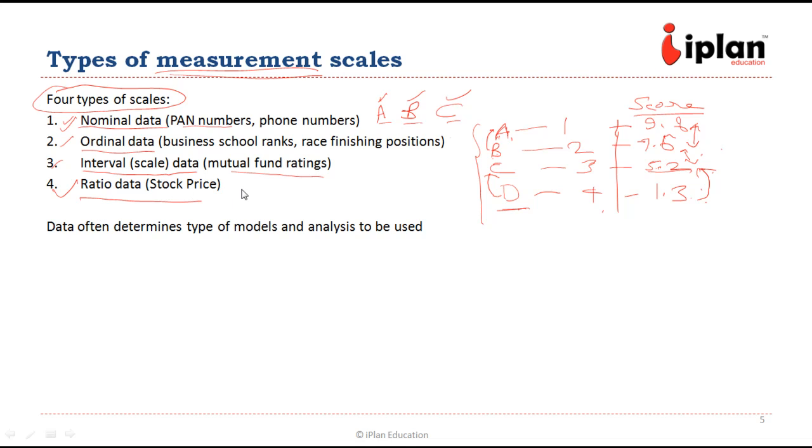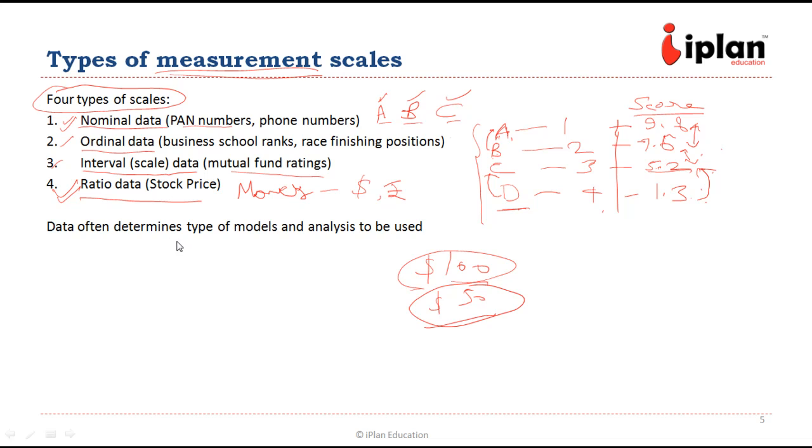For example, when we talk about money or price, dollars or rupees, they can be compared in terms of ratio. For example, the $100, $50, they can be compared. $100 is twice as much as $50. So there we can have ratios. So this is the best scale among these four. It has the maximum information associated with that.